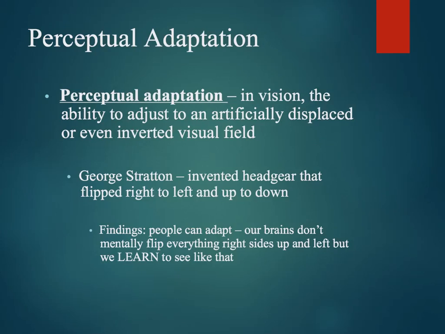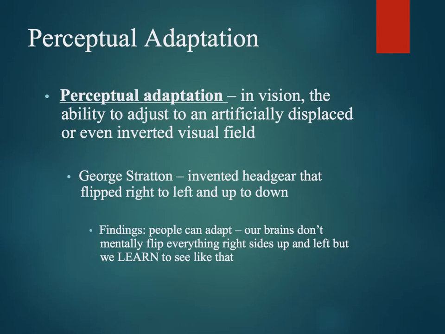The next concept that relates to perceptual interpretation is perceptual adaptation. And we may have mentioned this in class before, actually, but perceptual adaptation relates to vision, our visual sense, and is our ability to adjust to an artificially displaced or even inverted visual field.